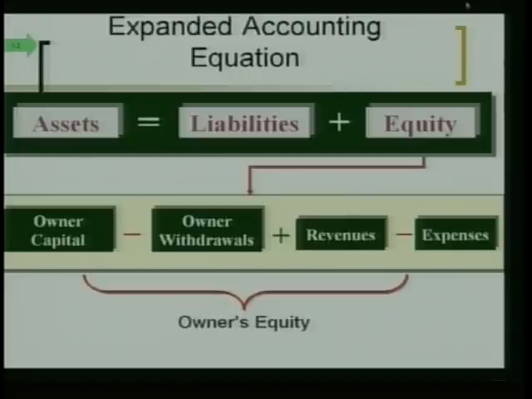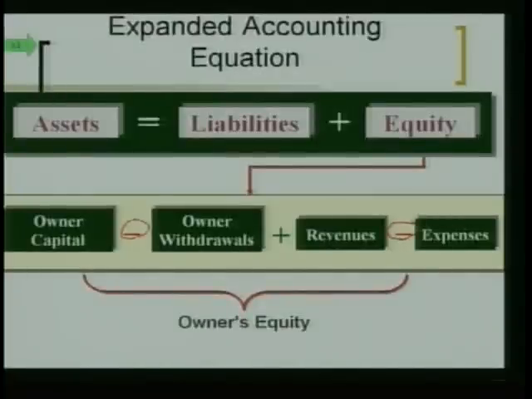Equity is decreased by expenses and owner withdrawals, right? So let me get my pointer going here. As these things increase, equity actually decreases because they're subtracted. Does that make sense? As withdrawals increase, owner's equity decreases because it's subtracted. As expenses increase, owner's equity decreases because expenses are subtracted. Revenues and investments by the owner into the business, which we keep track of in the capital account, as those increase, owner's equity increases. But I want you to be aware of these minus signs here, because for those items, when they increase, owner's equity decreases. Does that make sense? All right, good.